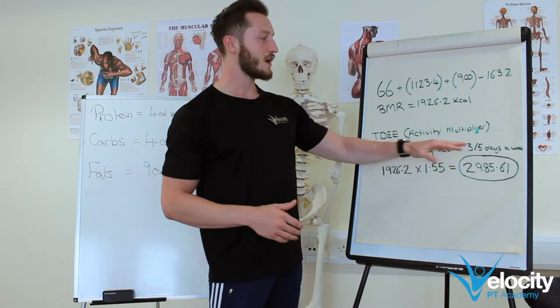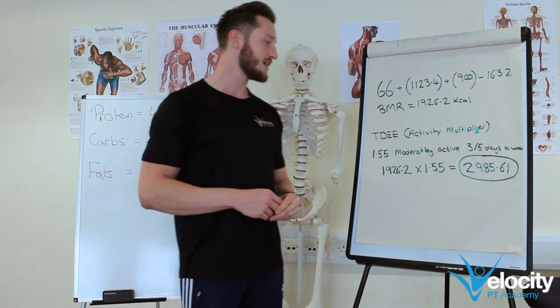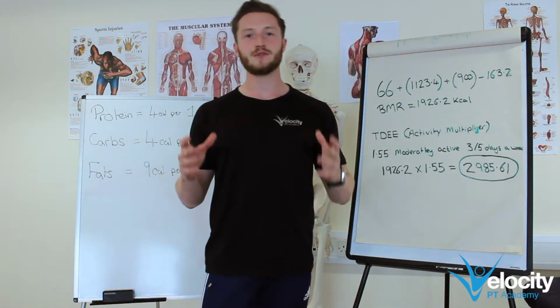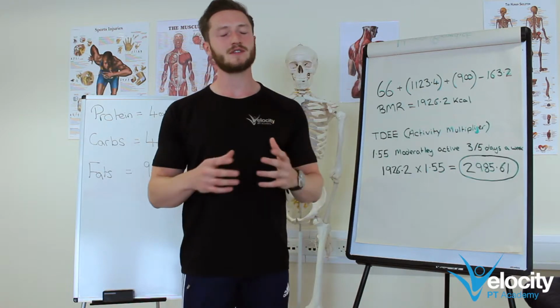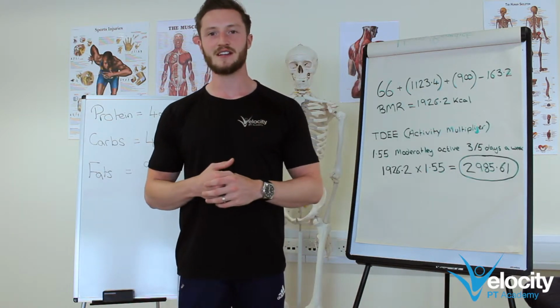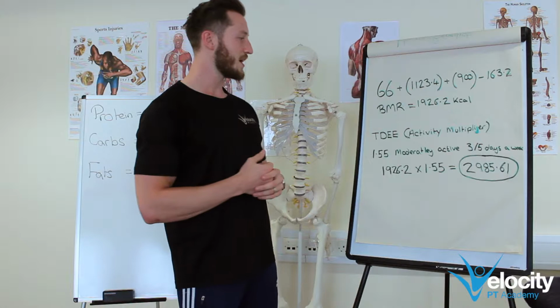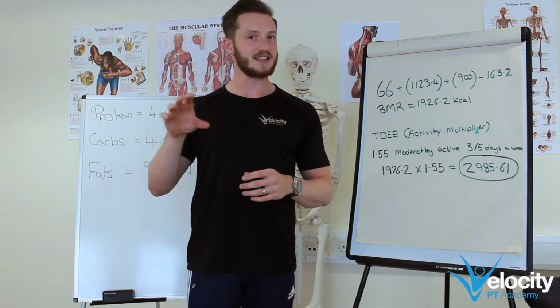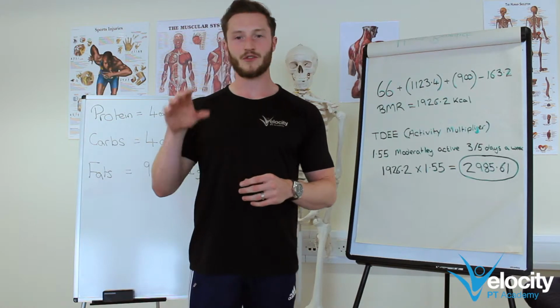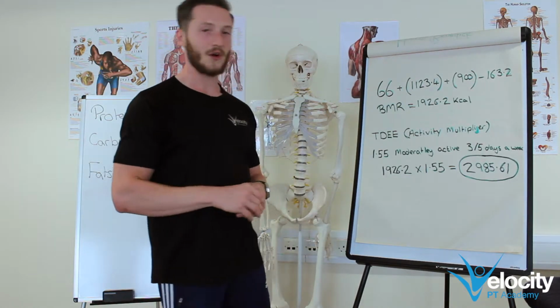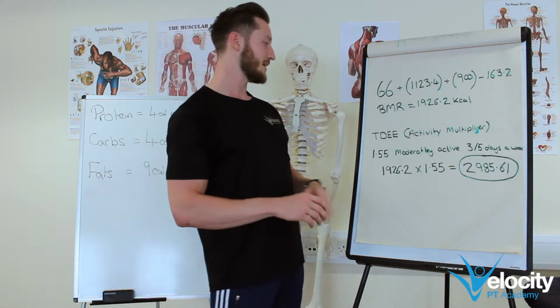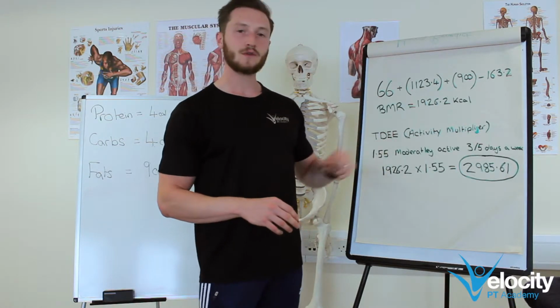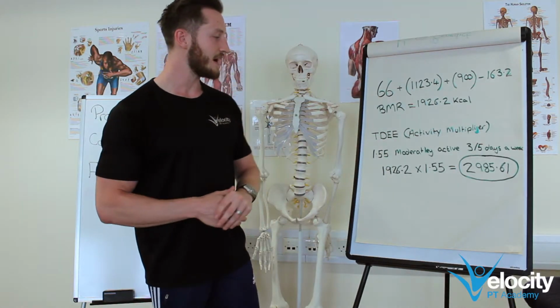So moderately active, working out 3 to 5 days a week. Never try and overshoot yourself. If you're overshooting yourself, you're just eating far more calories than you need. To go all the way up to the furthest activity multiplier, you need to be an elite level athlete to be able to do that. Multiple sessions a day, plus also an active job at the same time. So always try and be truthful with yourself, so that's why I've chosen 1.55.